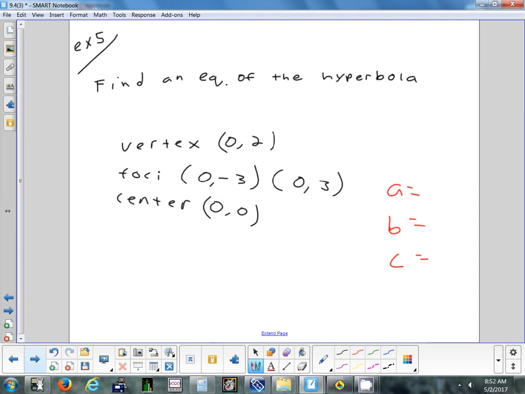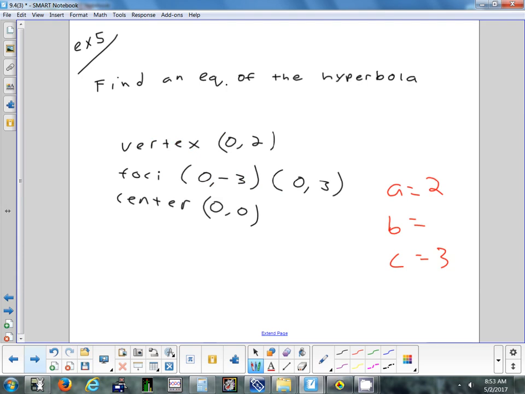With the information they've given me, is there anything there that I can find? Yes, I can find A. What's A? 2. Okay, and I have to be able to find something else. Yep, C is 3. And there's actually another piece of information I can infer from what they've given me. I don't need it right now. But does anybody see what else must be true that they didn't say?